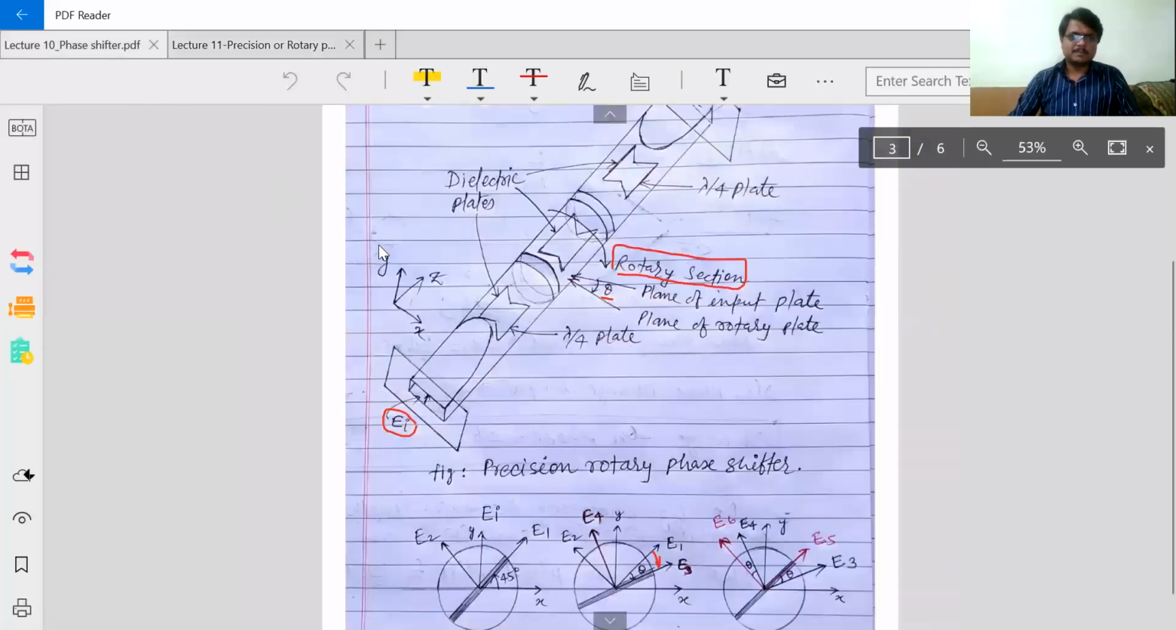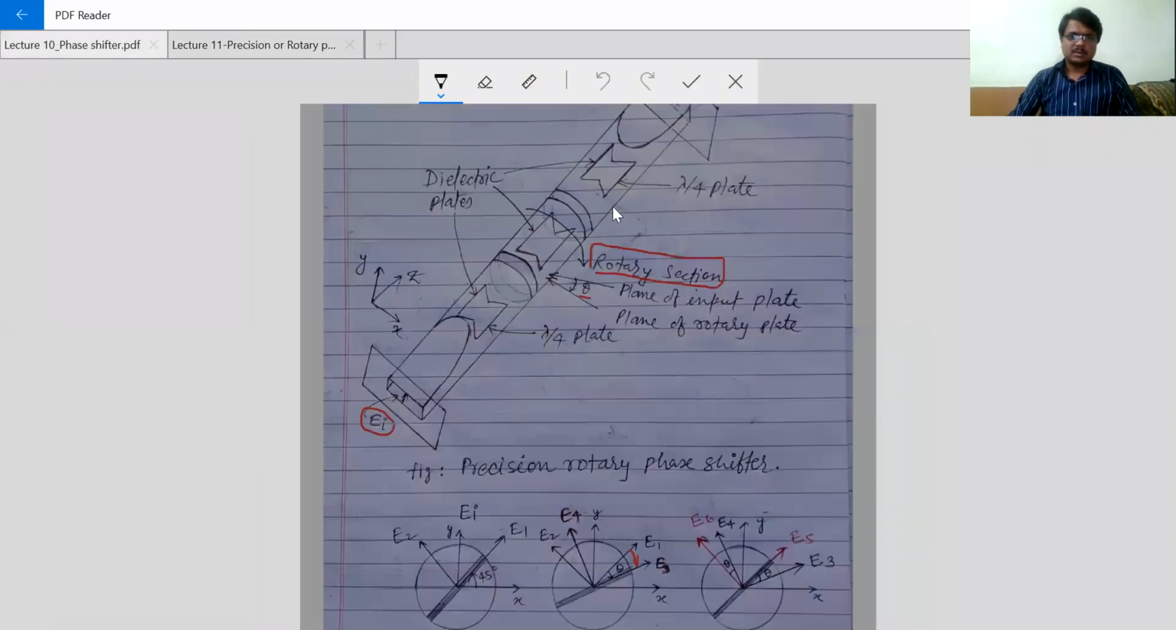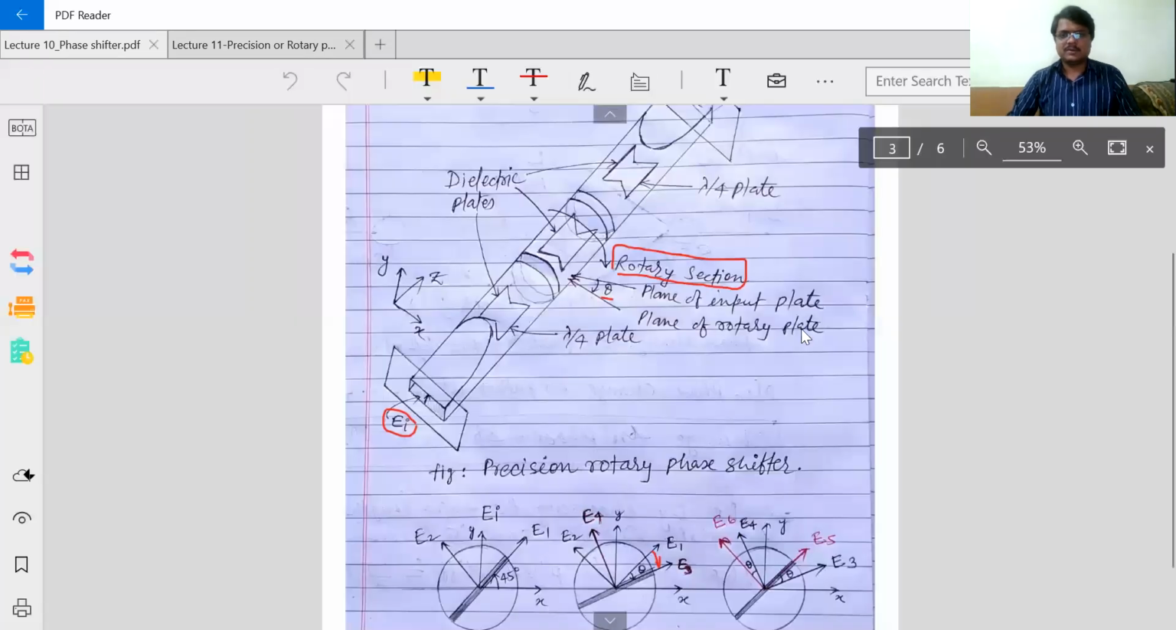It is here, at this point, and the length of this is again here. So at the output, E5 and E6 will also get a term e to the power minus j beta 1L or e to the power minus j beta 2L, depending upon the direction of the electric field.